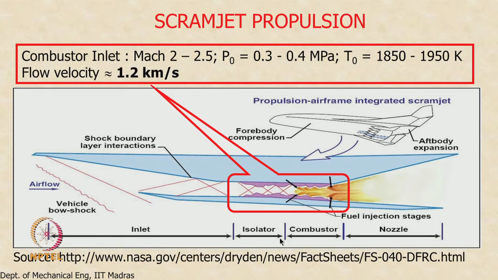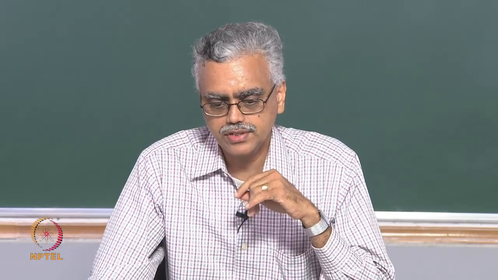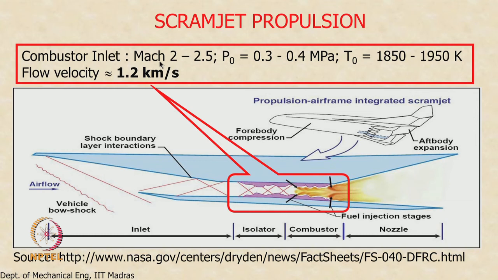Now, the next component is the combustor. Normally, when we say combustor in a scramjet engine, we usually mean isolator plus combustor. The isolator is always assumed to be a part of the combustor. Okay, that is what we usually mean. And as you can see, at entry to the combustor, Mach numbers are usually around 2 to 2.5. Okay. Stagnation pressures are only about 0.3 to 0.4 MPa. If you remember the previous slide, we said stagnation pressure was 1 MPa. So, you can see that in these types of intakes, the stagnation pressure recovery is only about 20 to 30% in the best of situations.